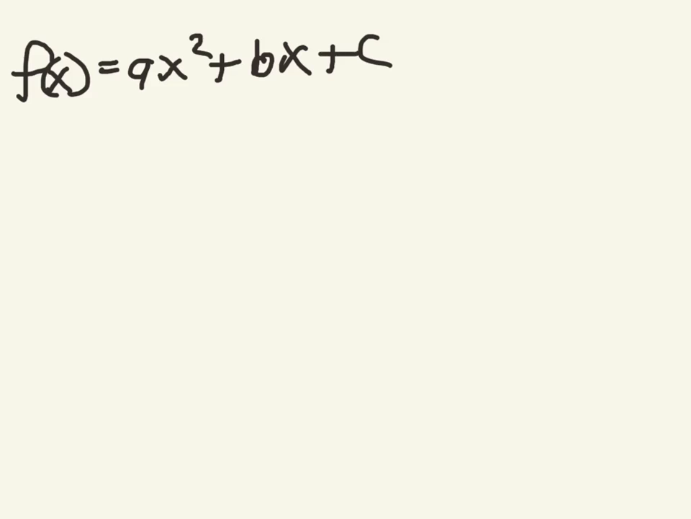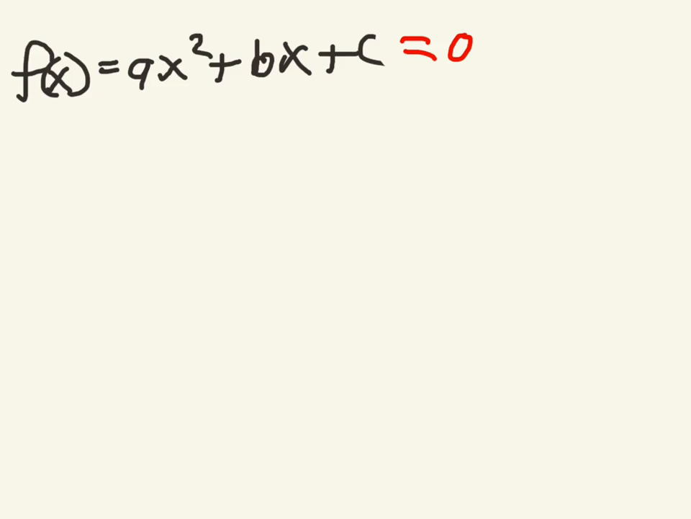So the first thing we're going to do is, when we're setting up the quadratic formula, we're finding out what the x values are when the equation equals 0. So we'll just put an equals 0 out here because we want that function to equal 0.